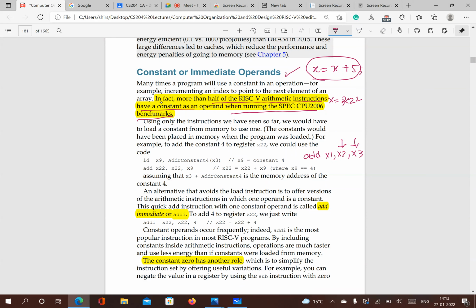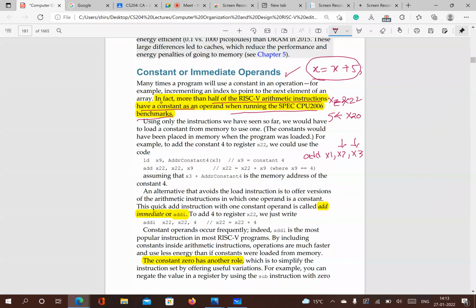With that, it is also required that this 5 also needs to be assigned to either some memory or a register. Suppose if it is assigned to a register called x20, then it is fine. Otherwise, another option is that the compiler will store this constant in memory, and before performing the addition, we have to load the constant from memory to the register.